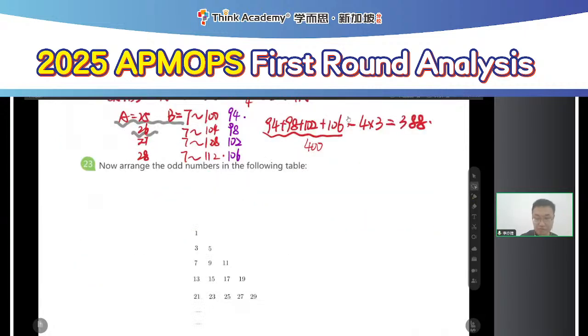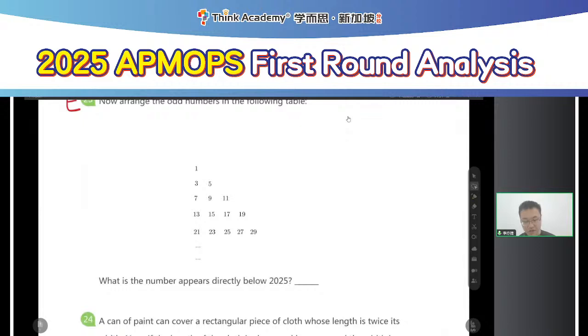23 is an easy question. Yeah, I suppose 23 is an easy question. So from 1 to, which numbers are directly below 2025? Maybe we should find the position of 2025 first. Notice that they're all odd numbers. So first, we should determine the position of 2025, which is the 1013th. It's like this. So it's the 1013th position, right? This is the 1013th number. And where is this number?